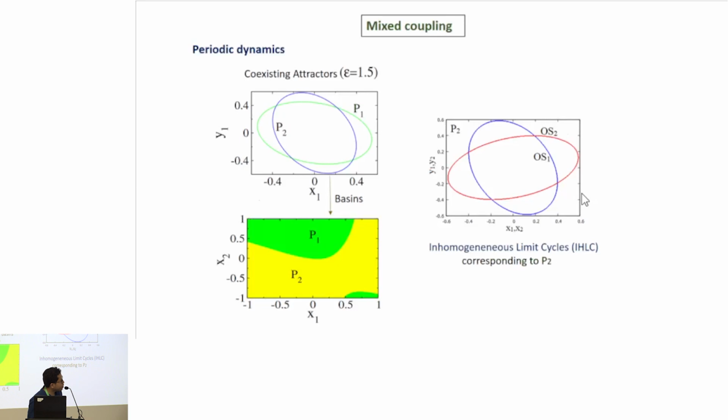So the initial dynamics I'm showing here, when both the oscillators show periodic dynamics at epsilon equal to 1.5, we have two coexisting attractors, P1 and P2, which are shown in x1, y1 space. For the P2 attractor, we have the two oscillators settling at two different limit cycles in xy space. These are what are known as inhomogeneous limit cycles. I am showing the basins of the attractors here in x1 and x2, and I fixed y1 and y2 in this case.